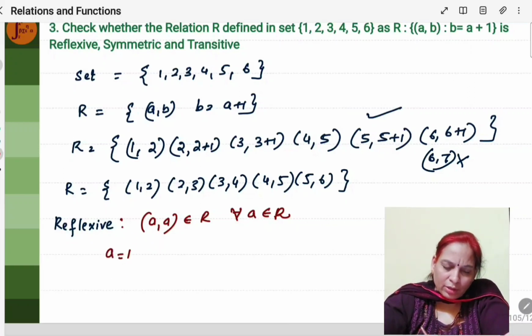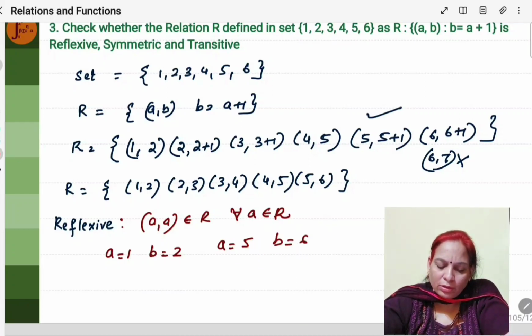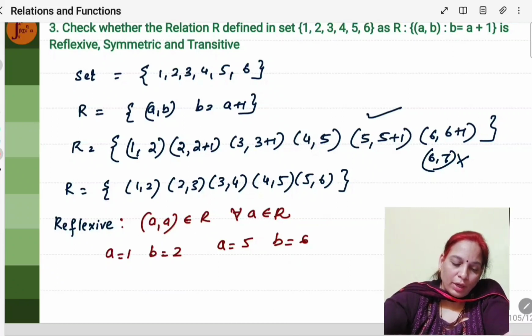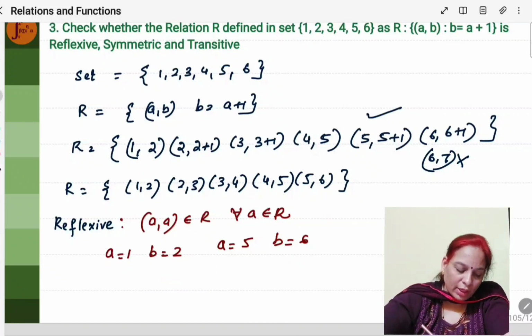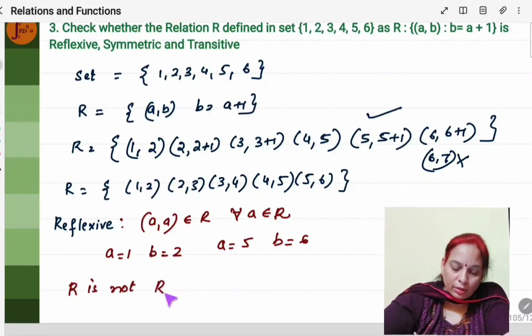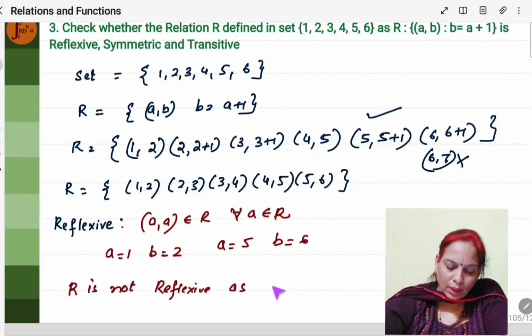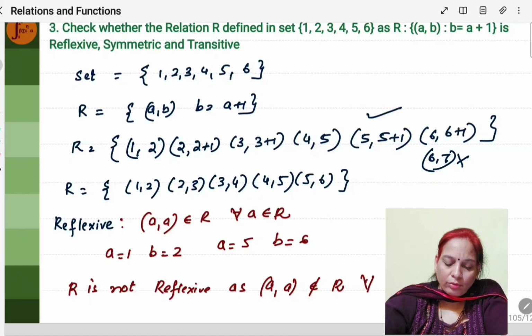If I take A as 1, B will become 2. If I take A as 5, B is going to become 6. Every time B is going to be more than A. So there is no case where you will have both the elements as the same. So we'll say R is not reflexive, as A comma A does not belong to R for all elements A belonging to R.